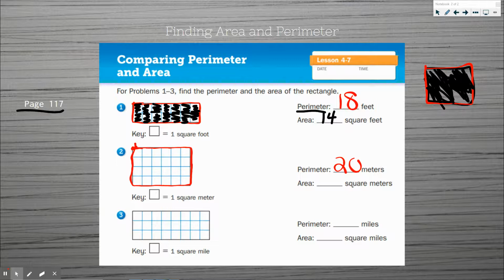If I wanted to check this, I could count how long my sides are. 6, 4, 6, 4. My number sentence would be 6 plus 4 plus 6 plus 4.